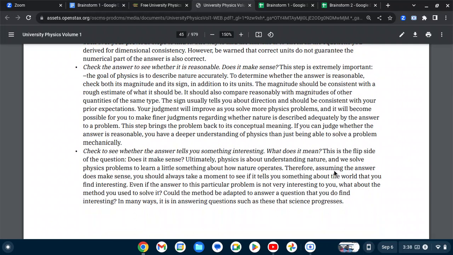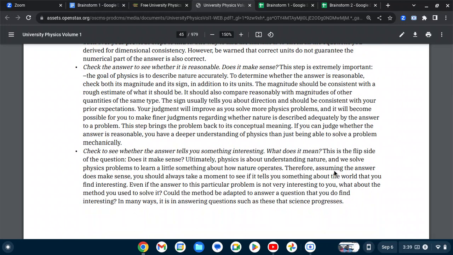The goal of physics is to describe nature accurately. To determine whether the answer is reasonable, check both its magnitude and its sign. In addition to its units, the magnitude should be consistent with a rough estimate of what it should be. It should also compare reasonably with magnitudes of other quantities of the same type. The sign usually tells you about direction and should be consistent with your prior expectations.